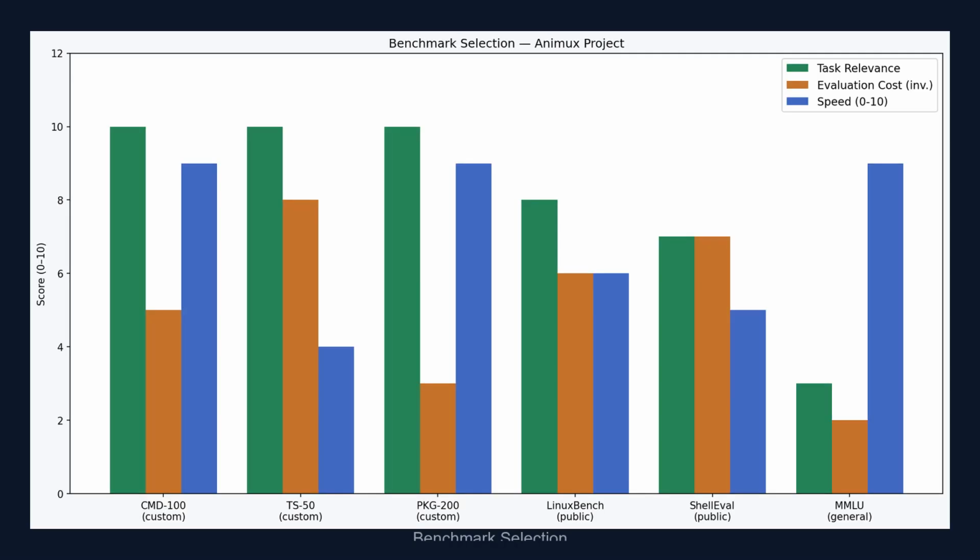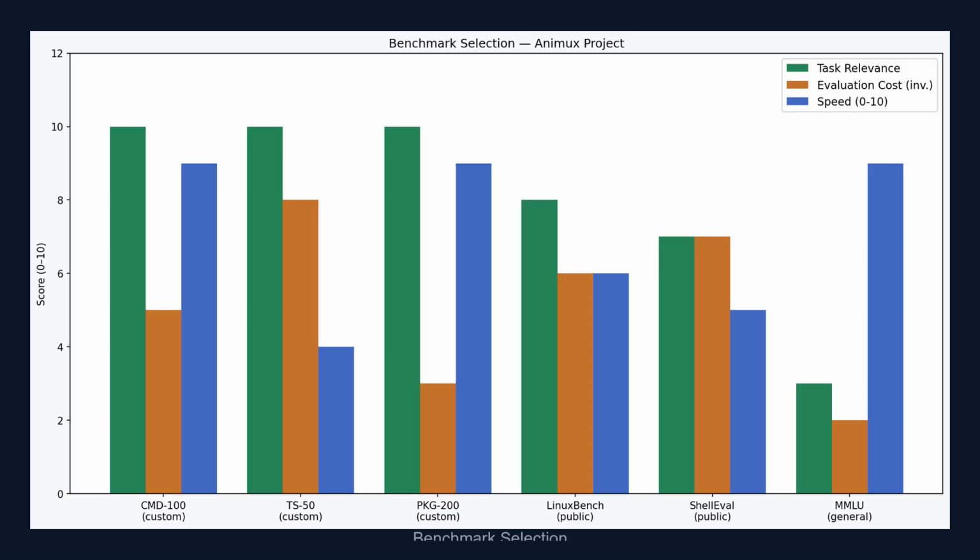Choosing which benchmarks to run isn't just a technical decision, it's a resource decision. This analysis plots CMD 100, TS50, PKG 200, Linux Bench, shell eval, and MMLU across 3 dimensions: task relevance, speed, and evaluation cost. CMD 100 and PKG 200 score highest on task relevance, which makes sense, they were designed specifically for this domain. Generic benchmarks like MMLU score well on speed but lower on relevance because they weren't built for Linux build tooling. The evaluation cost axis is inverted, so taller bars mean cheaper to run.